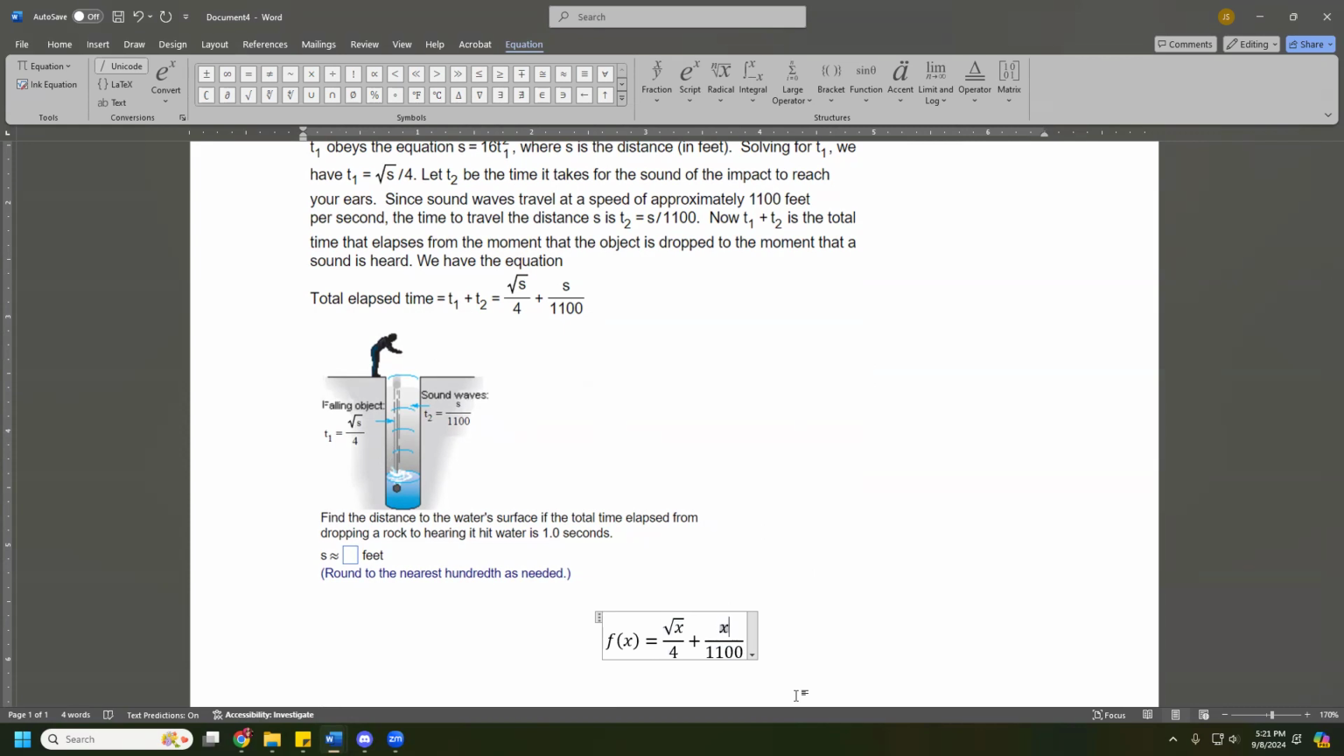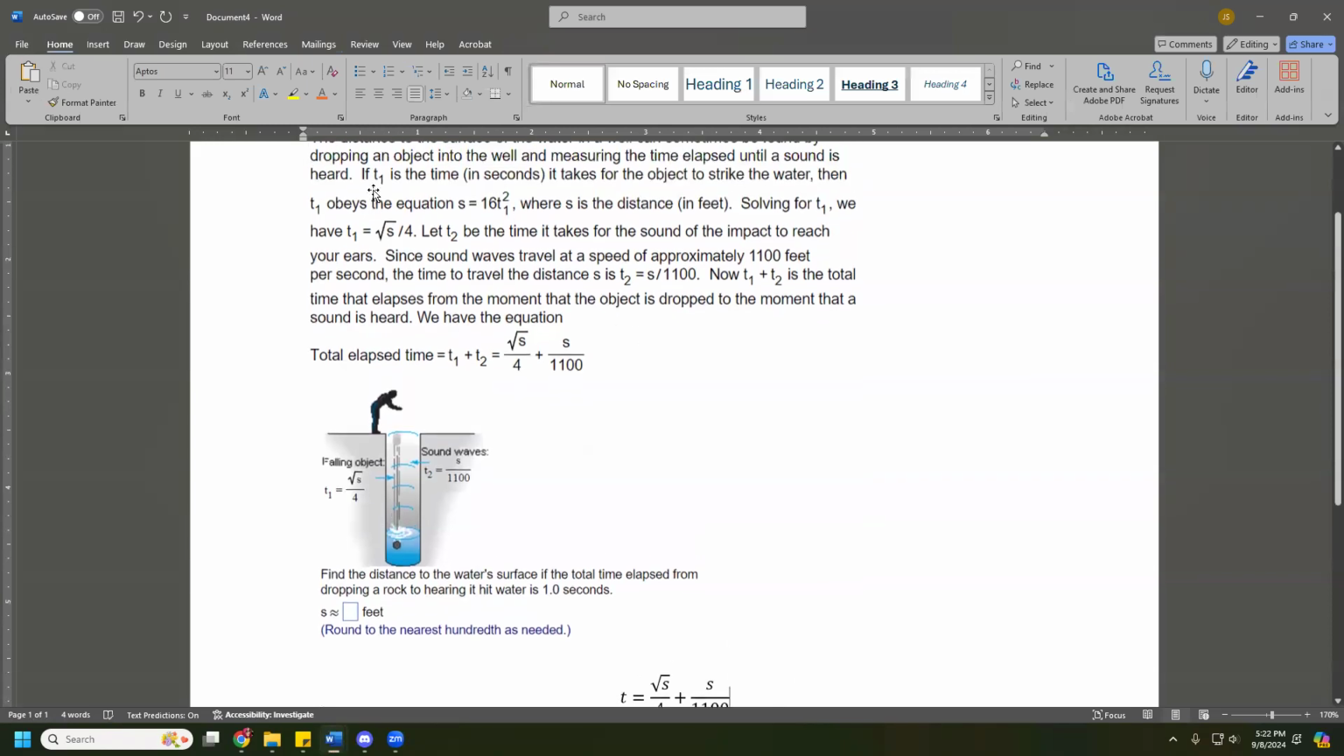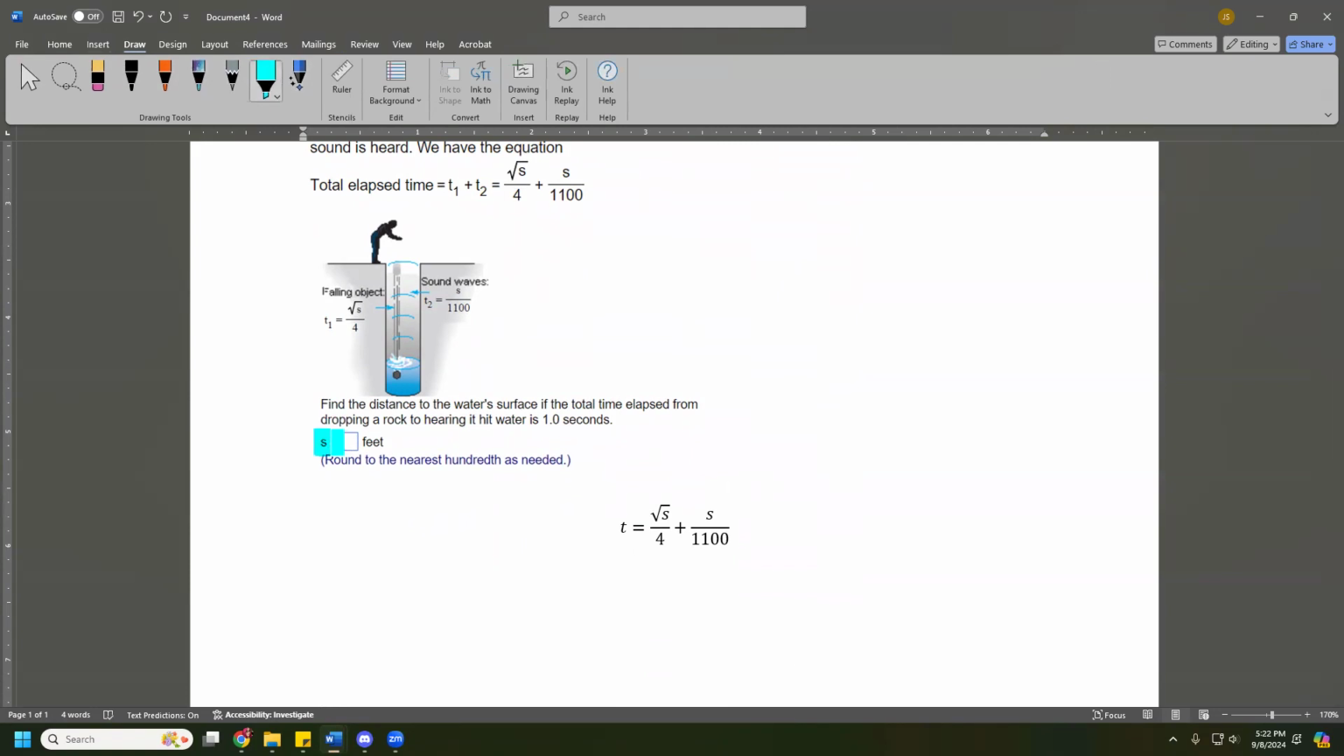I think this is a little more familiar, but just for the sake of the problem, I'm going to keep everything as t's and s. So instead of x and y or x and f of x, I'm going to use t and s. Now, without even reading the rest of this question, I'm going to jump straight to what it's asking me. Over here, it's saying I need to find S approximately. It says find the distance to the water surface. That's going to be my S, if time elapsed is 1 second.